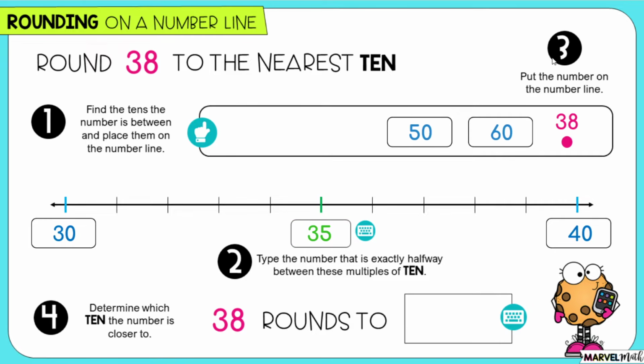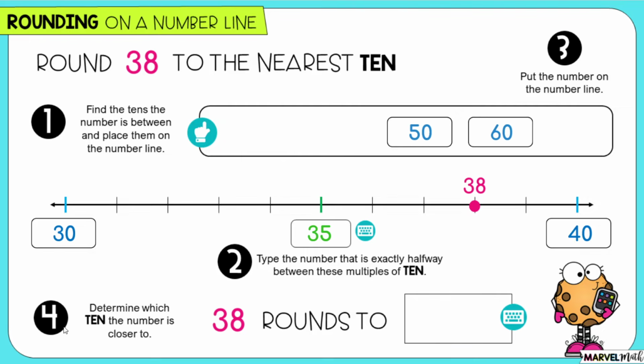Then the third thing I'm going to do is I'm going to put 38 on the number line. So if this is 35, and I can see that each one of these lines represents one more, then I'd have 36, 37, 38. So let's put 38 on the number line.